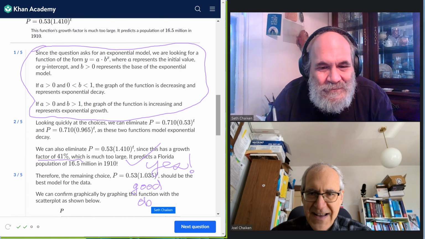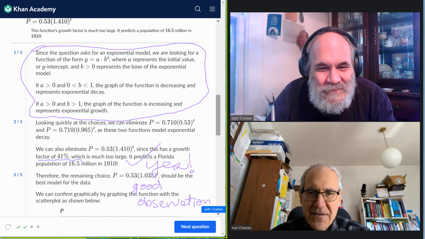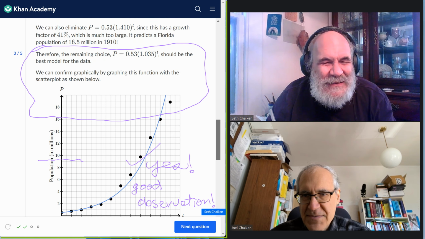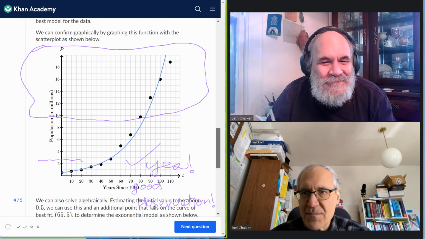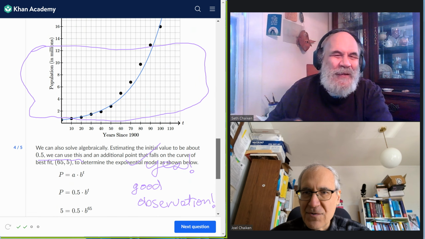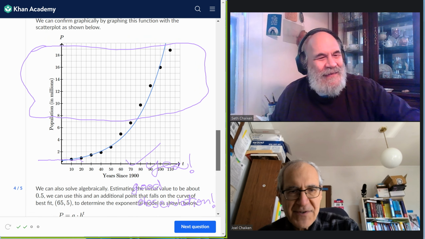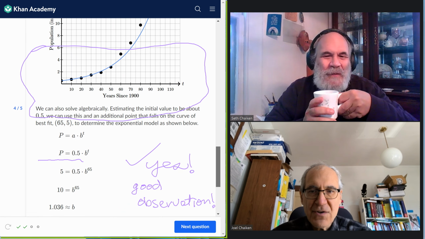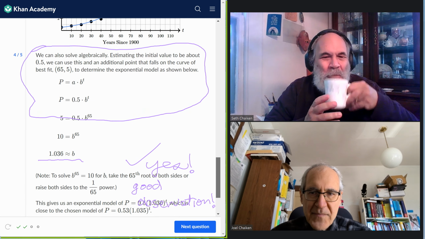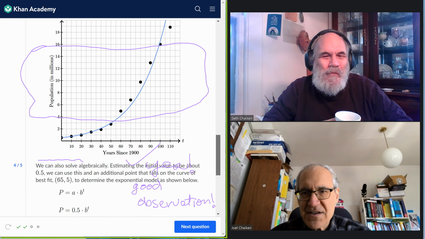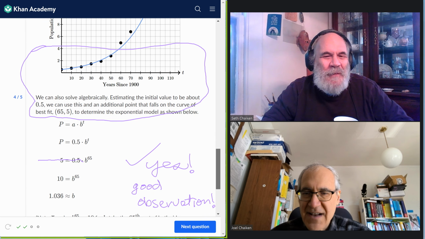And then they wanted to confirm it graphically. Good observation. Now, when I go down, your stuff's going to stay, but that's okay. We can confirm by graphing. We forgot that on the SAT, on the digital side, which is what this Khan Academy practice is, you will have a graphing calculator on the computer. If you graph it on your graphing calculator, you will see that it's close. We can also solve it algebraically.